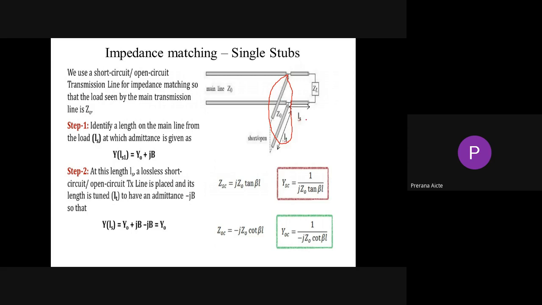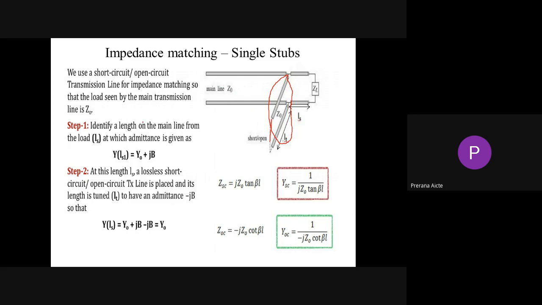Now, here the currents passing through these stubs are I of L, I of S, and I of T. Here, the stub is either open circuit or short circuit. We use the short circuit or open circuit transmission line for impedance matching, so that the load seen by the main transmission line is Z0. Now, first, how to connect these stubs in a transmission line to match this load impedance to the characteristic impedance Z naught.